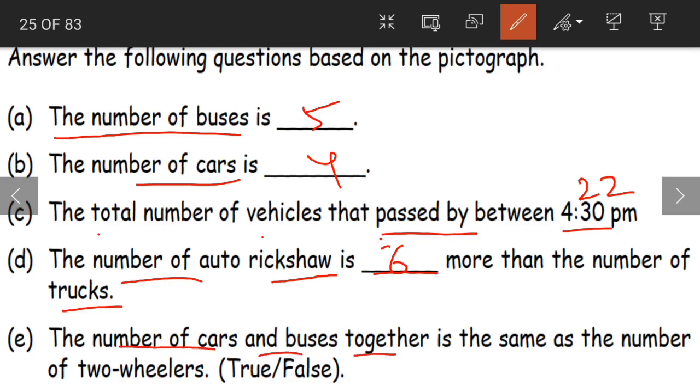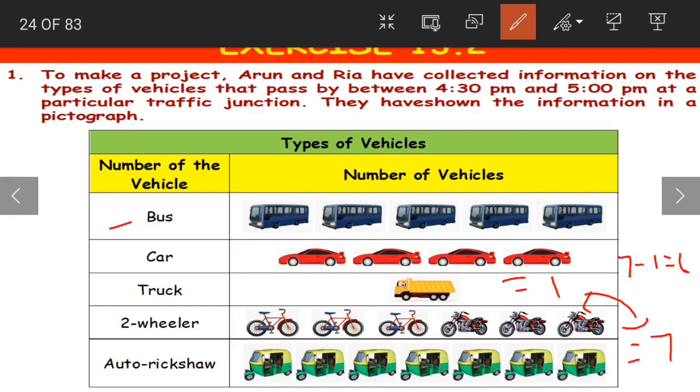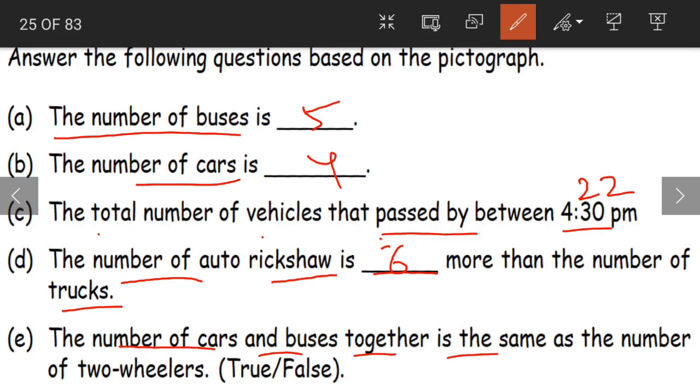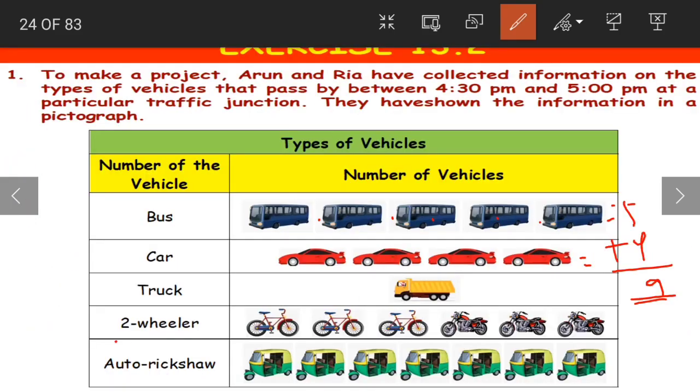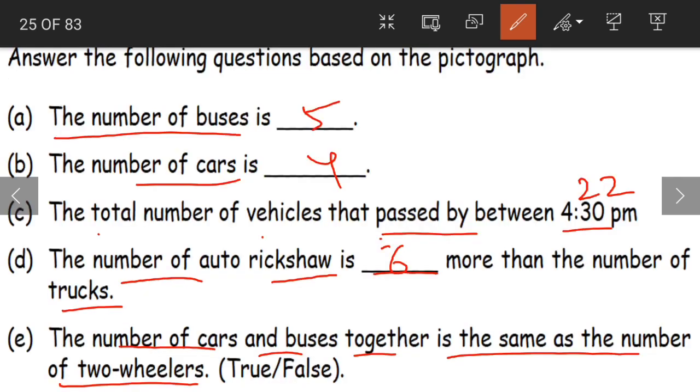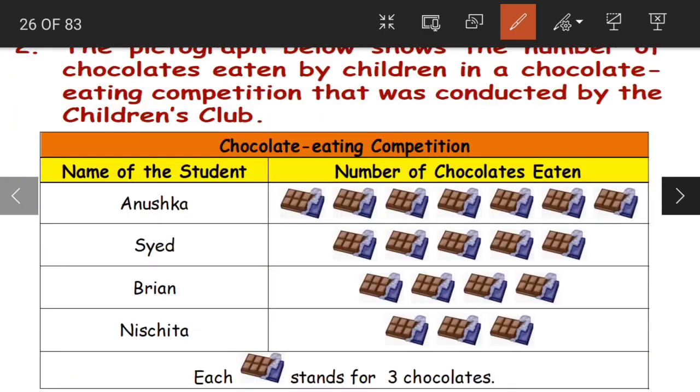The number of cars and buses together. Let us see. We have 5 buses and 4 cars. So 5 plus 4 is equal to 9. Altogether is the same as the number of two-wheelers. Let us look at how many two-wheelers we have: 1, 2, 3, 4, 5, 6. The total here was 9 and the number of two-wheelers is 6. Are these both numbers the same, children? No, they are not the same. So the statement becomes false.